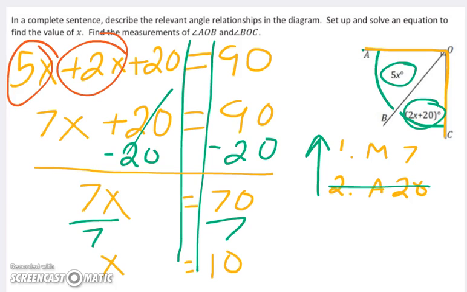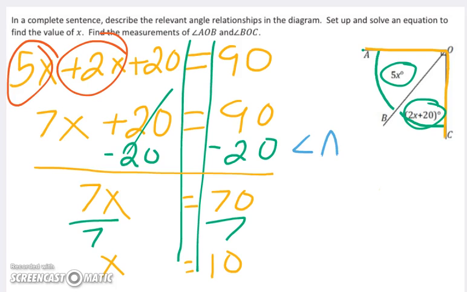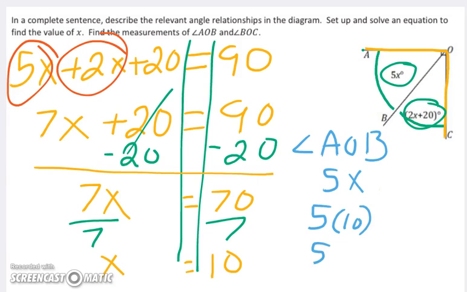But it didn't ask us for x. It asked us for those two angles. So now we have to go back and decide what angle AOB was. Well, angle AOB in the beginning was 5x. Well, now we know what x equals. So we can plug in 10 for x. 5 times 10 gives us 50. Well, there's the first angle.